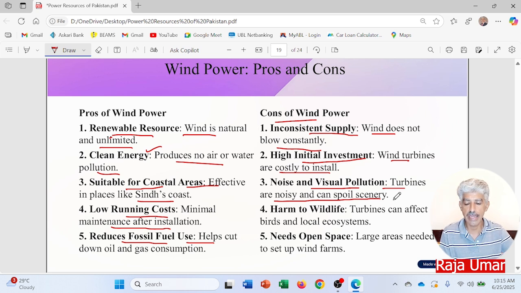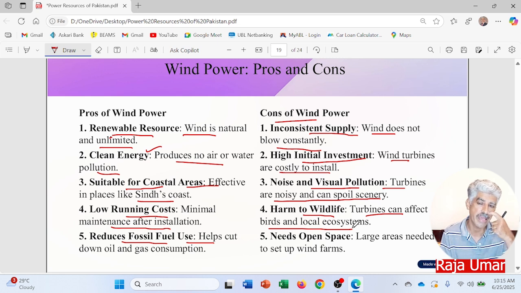I mean, that is a sort of, we might be having deforestation to install all those wind turbines, so that would spoil the scenery of some areas. Harm to wildlife: turbines can affect birds and the local ecosystem. The birds might be dying because of striking the blades of the wind turbines. That would be harm to the ecosystem.